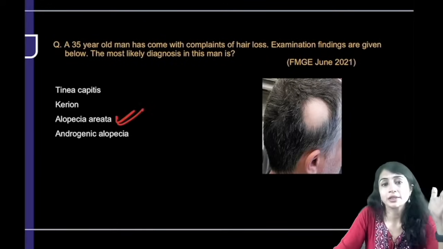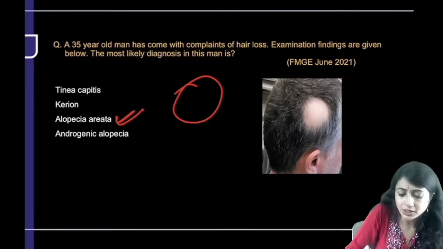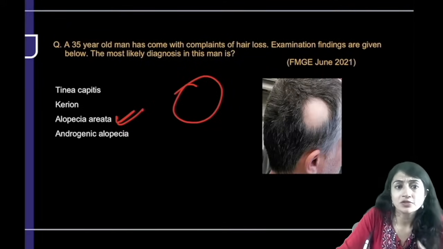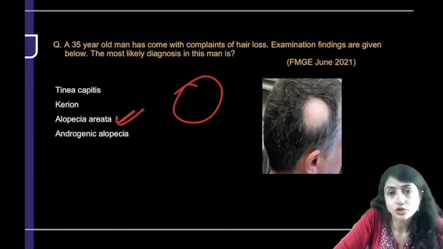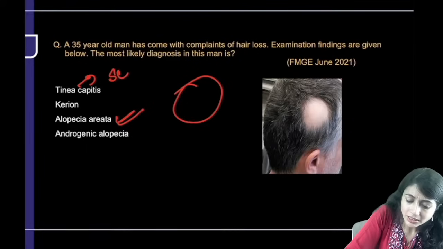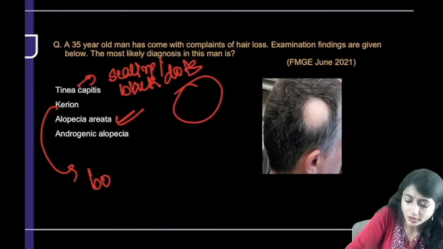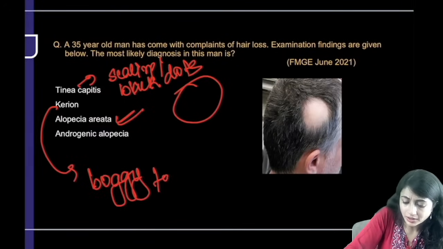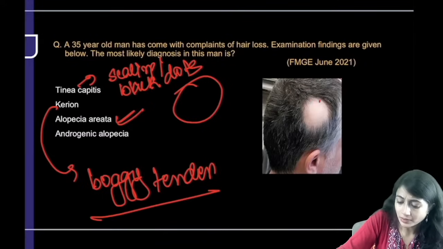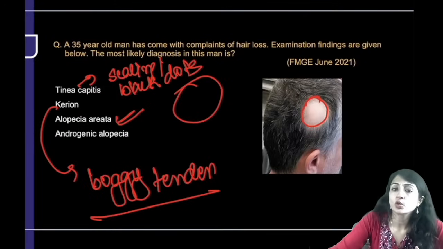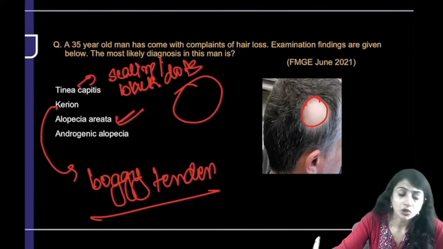So this is alopecia areata. When you see this patchy, very smooth hair loss, again I'll quickly revise with you. Patchy hair loss can also be due to tinea capitis, but in tinea capitis you will either see scaling or black dots. Kerion will present with boggy, tender swelling. When you see a patch like this, which is very smooth, with patchy loss of hair, you will always mark alopecia areata, which is an autoimmune disorder leading to patchy hair loss.